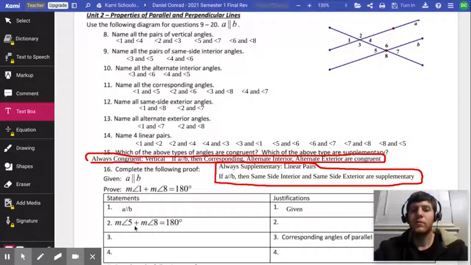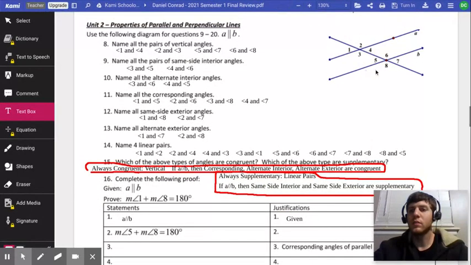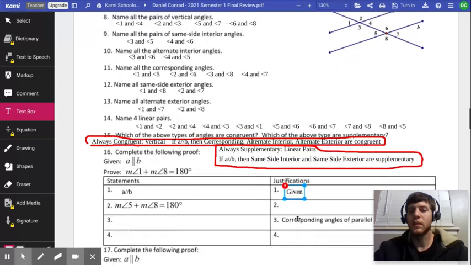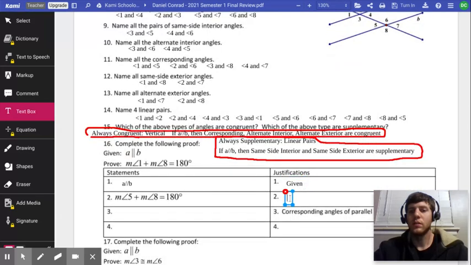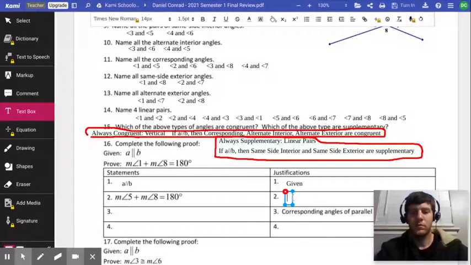So they said the measure of angle 5 plus the measure of angle 8 equals 180. So those are a linear pair. Those are supplementary. Okay, linear pairs add up to 180. So we're going to say definition of linear pairs, right, or linear pair theorem.